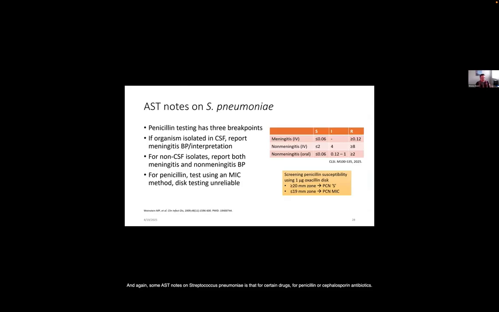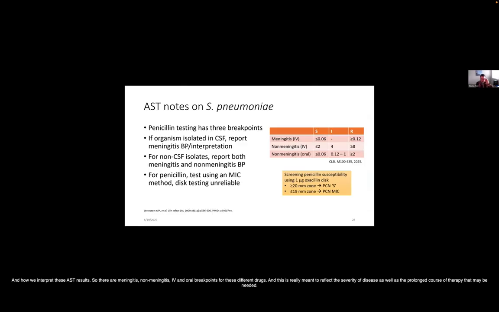And again, some AST notes on Streptococcus pneumoniae: for certain drugs, for penicillin and cephalosporin antibiotics, there are really 3 different breakpoints for Streptococcus pneumoniae, and it really depends on the site of infection and how we interpret these AST results. So there are meningitis, non-meningitis, IV, and oral breakpoints for these different drugs. And this is really meant to reflect the severity of disease as well as the prolonged course of therapy that may be needed.